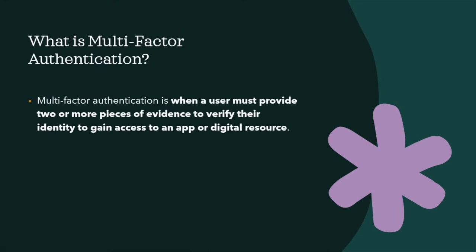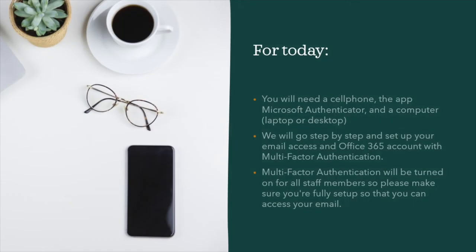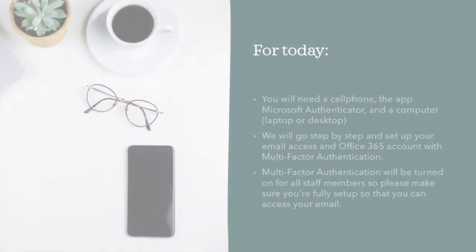In many ways, multi-factor authentication is used to protect against hackers by ensuring digital users are who they say they are. For today, you will need a cell phone, the app Microsoft Authenticator, and a computer, whether it's a laptop or desktop. We're going to go through step by step and set up your email access and Office 365 account with multi-factor authentication. MFA will be turned on for all staff members, so please make sure you fully set up your account so that you can access your email today and there are no problems later on.